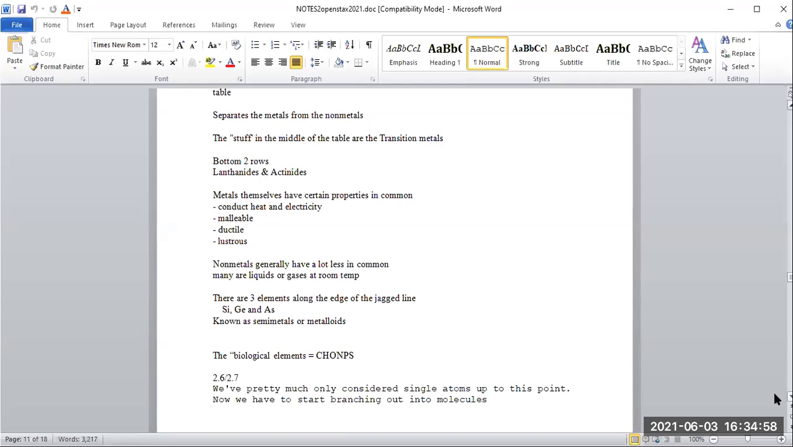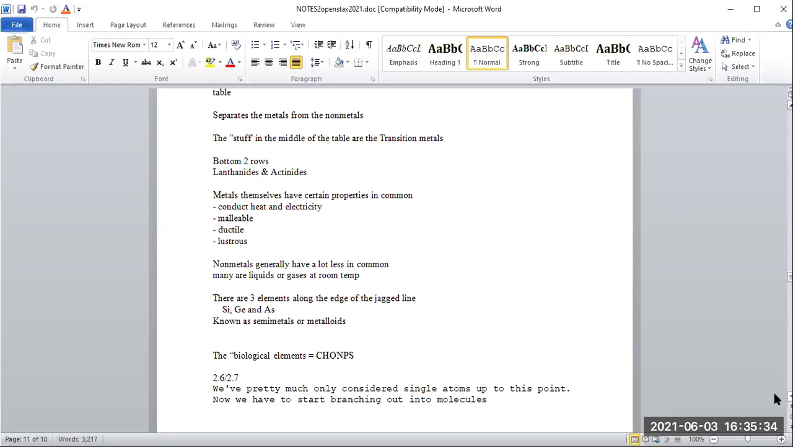And they are lustrous. Lustrous meaning shiny. This, however, is somewhat dependent on their purity. If you have a sample of a metal that is essentially 100% pure, they tend to be shiny. And in fact, most of them are kind of silvery in color. However, as they react with other substances, they become dull and create coatings.